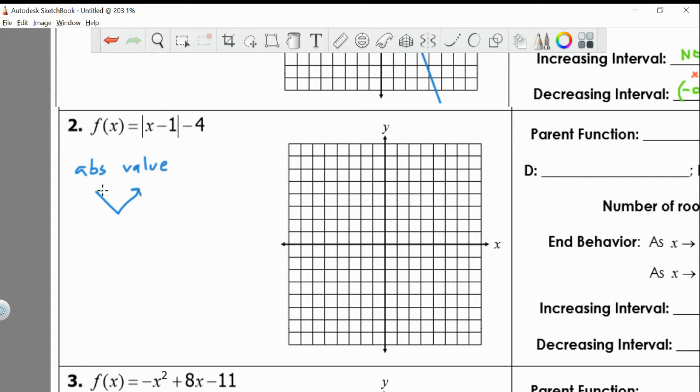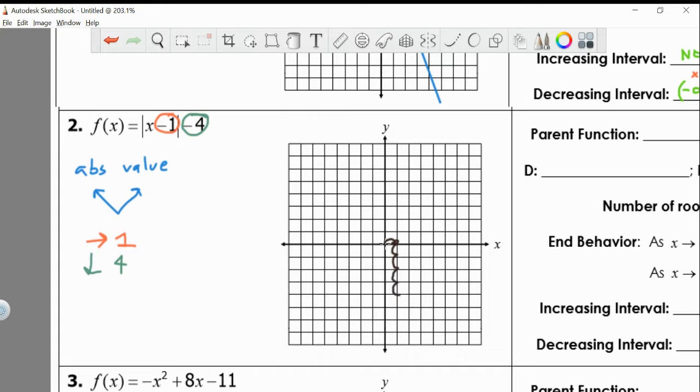Absolute value graphs are V-shaped. We know that this -1 here is going to move us right 1. The reason it's moving us left and right is because it's an h, and h is opposite. So even though that's a -1, it's going to move us right 1. And then we know that this -4 is going to move us down 4, because that 4 is a k, it is on the outside of the shape, and it moves us in the same direction. So it's a -4, that means down. And so our V shape should be right 1, down 4.